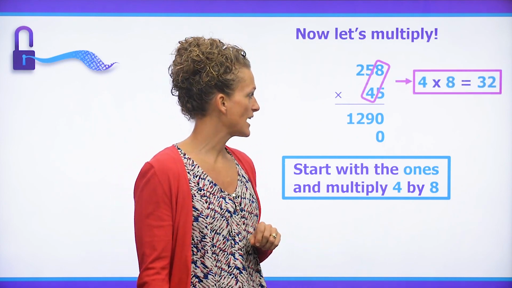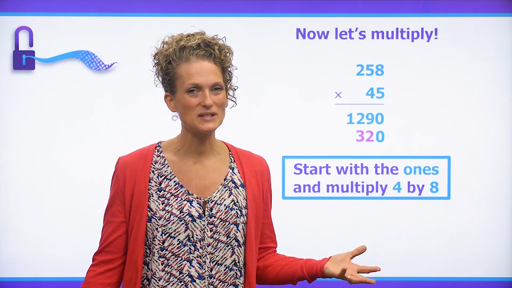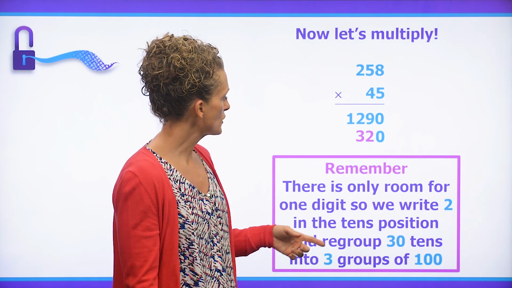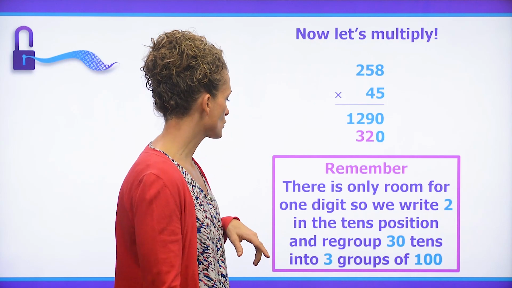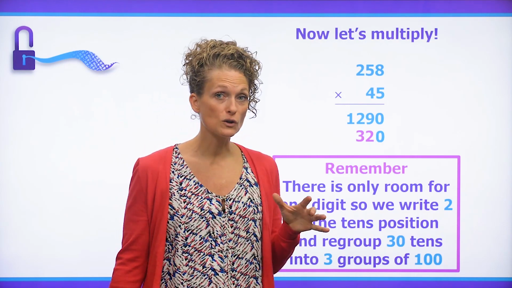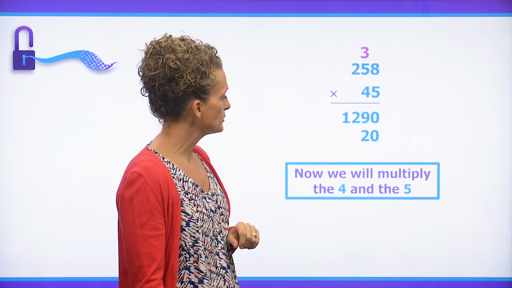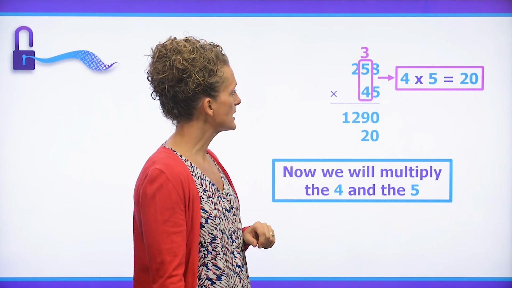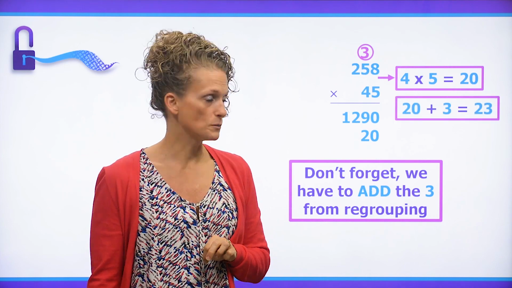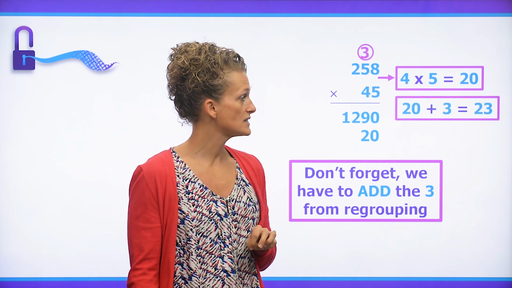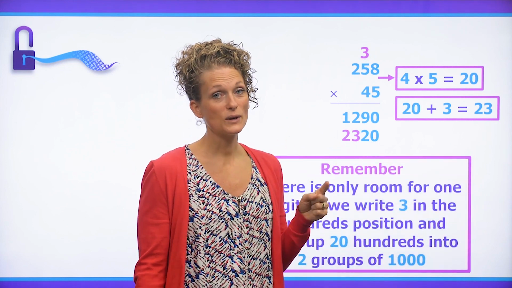All right, so 4 times 8 is 32. Now, again, can't have more than one digit in each position, so we're going to have to regroup. So we're going to keep this 2, but this 3 represents 30 tens, or 3 groups of 100. So we're going to place that up here above the 5, and then we're going to multiply 4 and the 5. So 4 times 5 is equal to 20, but we don't want to forget to add the 3 that we got from when we regrouped. So 20 plus 3 is equal to 23. So we write 23, but again, we're not out of digits yet, so we have to regroup.